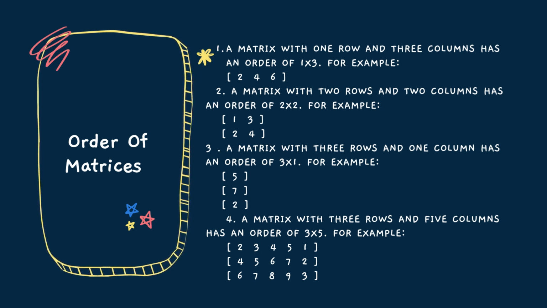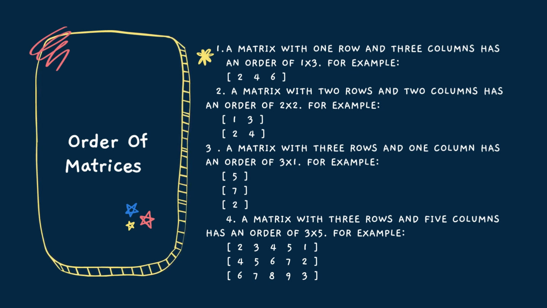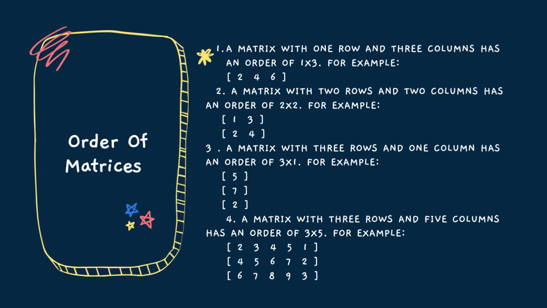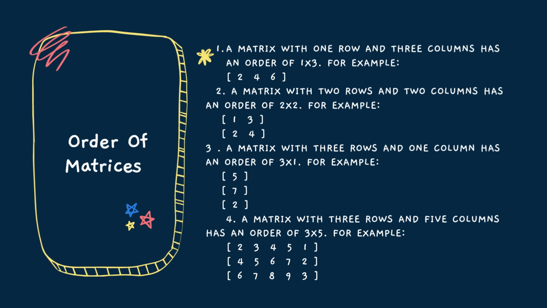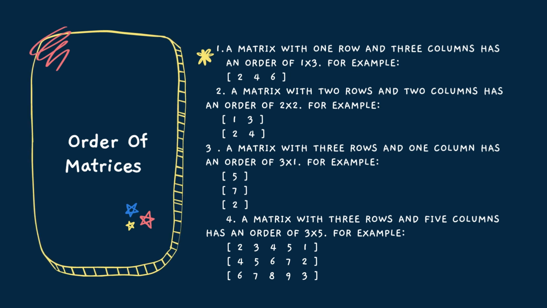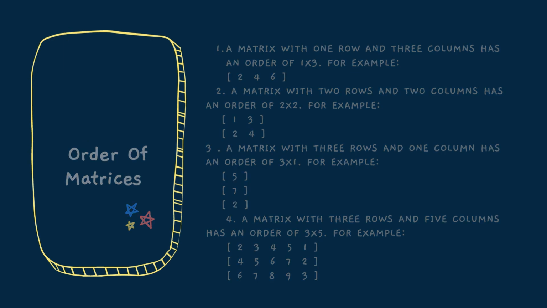A matrix with 3 rows and 1 column has an order of 3 by 1. For example, this. A matrix with 3 rows and 5 columns has an order of 3 by 5. For example, this. Next, let's go to the next topic.